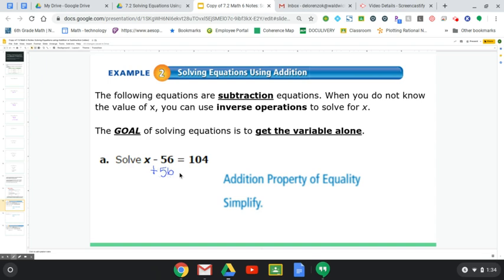Since 56 is being taken from x, we want to add 56 back in. Whatever we do on the left side, we want to do on the right side as well. So I'm going to add 56 on the right side. What happens over here on the left, 56 was taken away, we put it back in, we canceled out that action, and we got it by itself. On the right side of the equal sign, we had 104, we added 56 to it, and that gave us a value of 160. So the solution to this equation is that x equals 160.